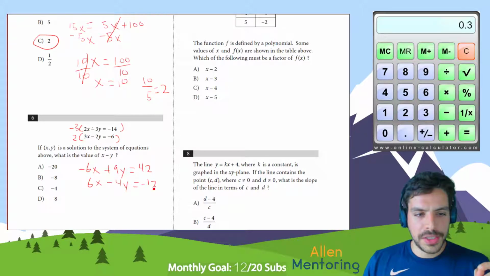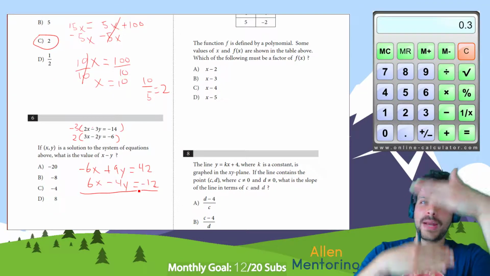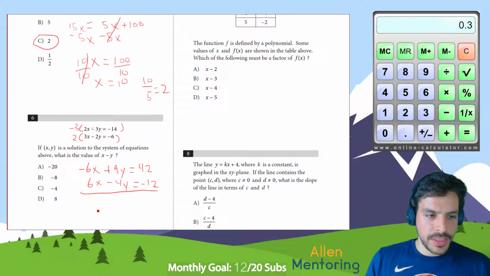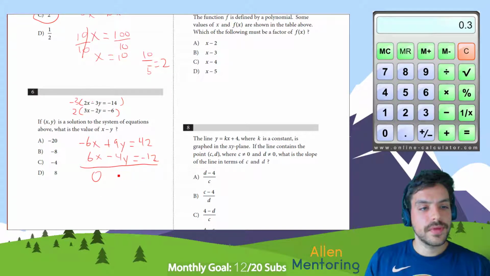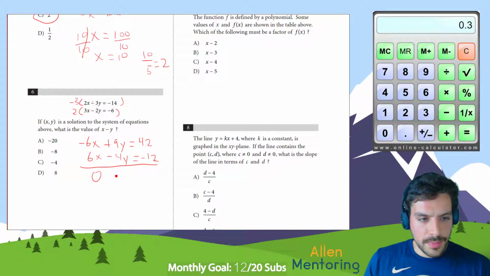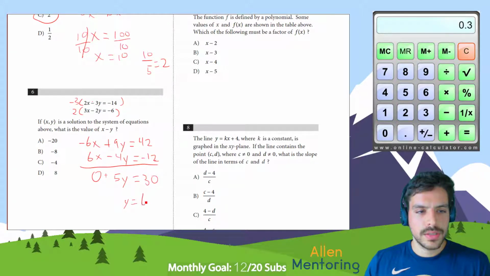So now that you set up your equations so that you will eliminate one of the variables, you can just add these up kind of like a sandwich, right? Just add up all three terms. And so here I get 0. Okay, I successfully eliminated the x. In the y's, I will get +5y. And then after the equal sign, I will get 30. 42 minus 12 is 30. And so now I have 5y is equal to 30. So y must be equal to 6.